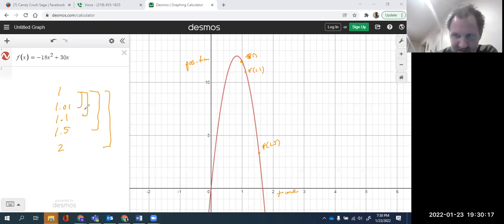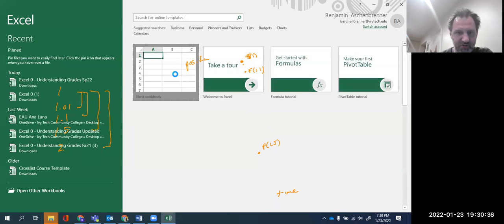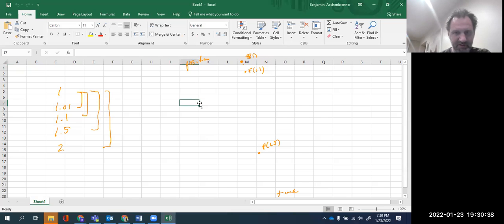So it is nice to use your technology to be able to plug in values here. I might use something like Excel to just plug things in because I use Excel a lot, and the table version of this is a nice way to look at it. So if you don't know how to use the table functionality on your calculator, let me know. But basically I have my input, I have my output, 1, 1.01, 1.1, 1.5, 2. Then I want to look at the interval between 1 and 2.